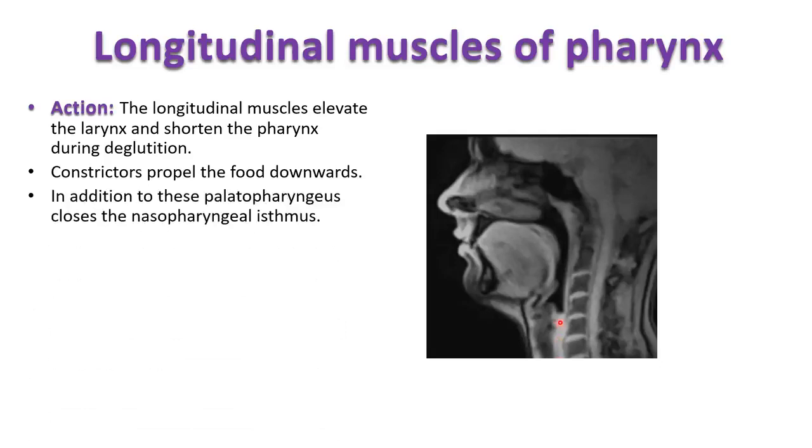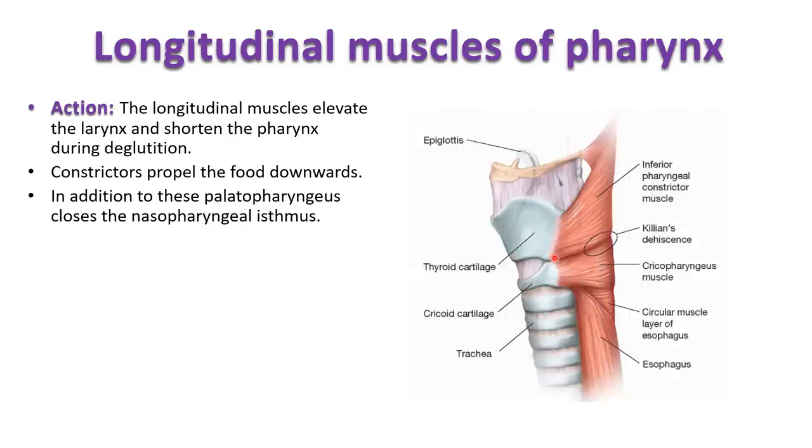So palatopharyngeus, as I told you, closes the nasopharyngeal isthmus by approximating the palatopharyngeal arch and bringing the Passavant's ridge, thereby closing the nasopharyngeal isthmus. The nasopharynx is shut off from the oropharynx, so that the bolus does not enter into your nasal cavity.